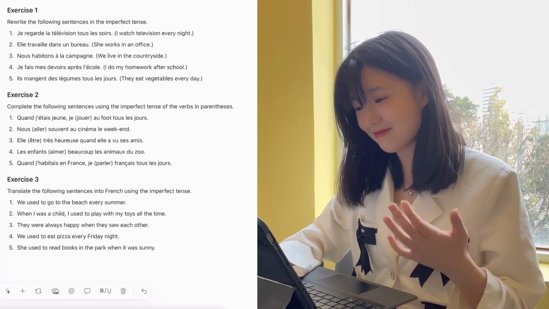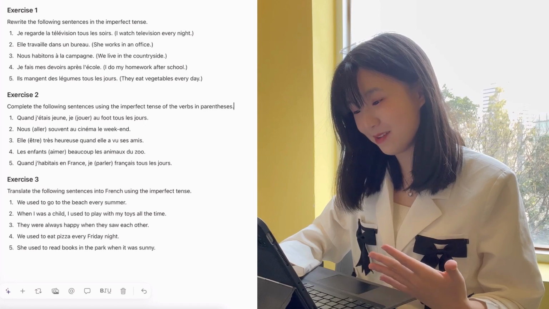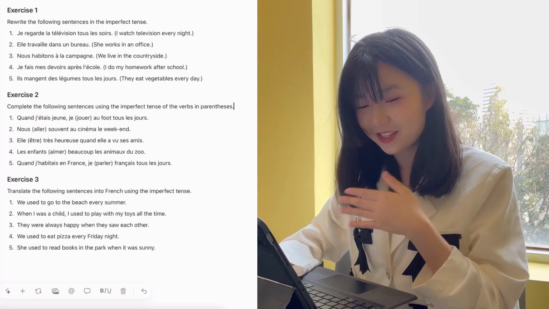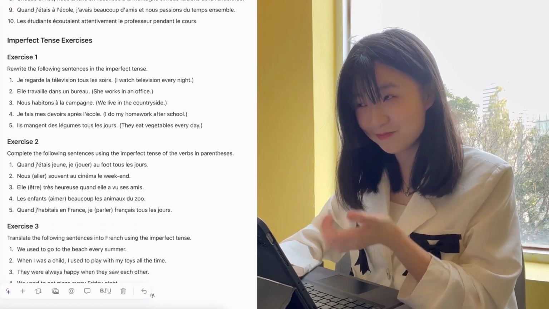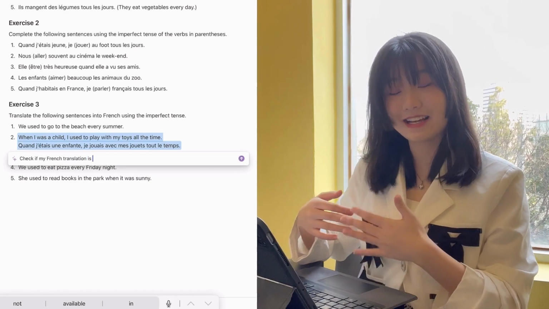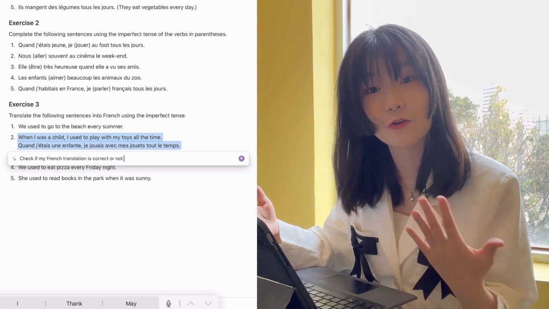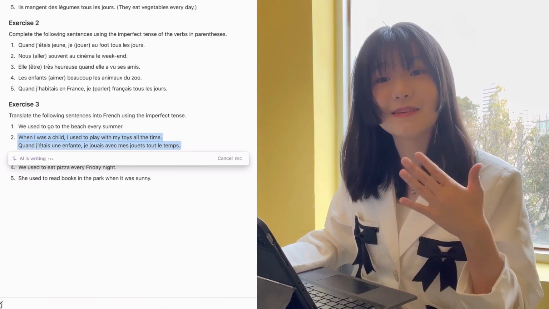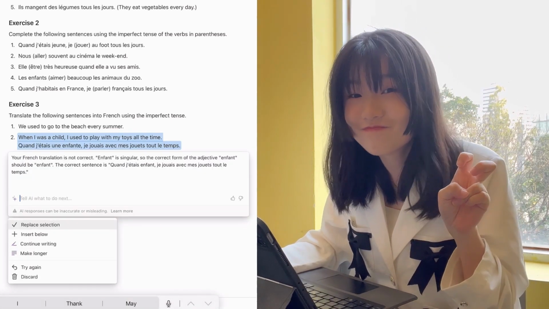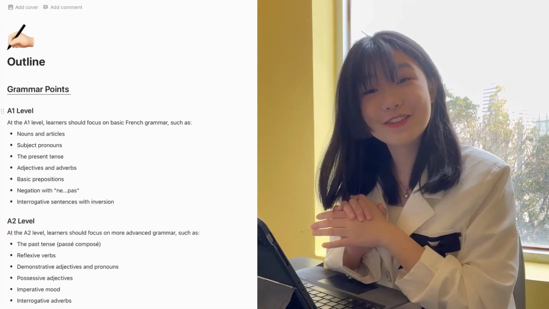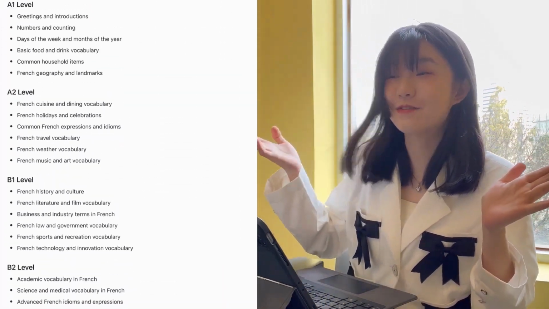These are the exercises my professor normally gave me. Can Notion AI replace my professor? And whenever I finish this exercise, I can ask Notion AI to check whether my answer is correct or not, so I can get immediate feedback from someone. After the grammar side, let's go to the vocabulary side.